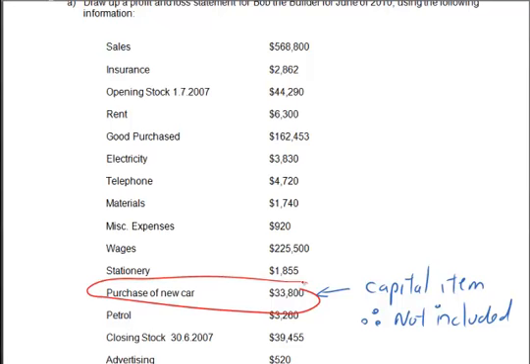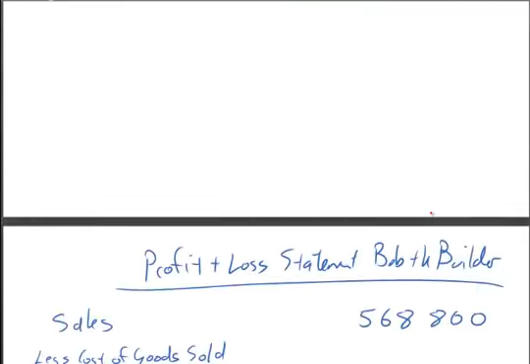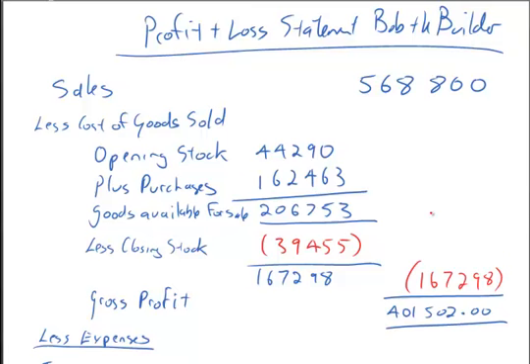That's a capital item, and capital items are not included in a profit and loss statement, so you don't even worry about that one. If it asks you to work out the depreciation, then depreciation is on there, but in this case you don't put it there at all. When you scroll down to the actual writing of the profit and loss statement, have a title, profit and loss statement for Bob the Builder, then you start with your sales.